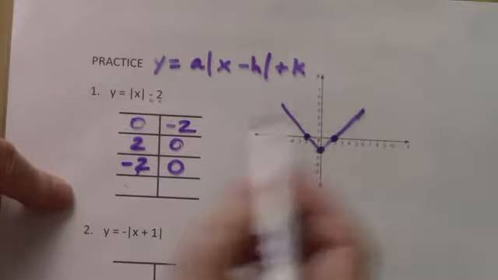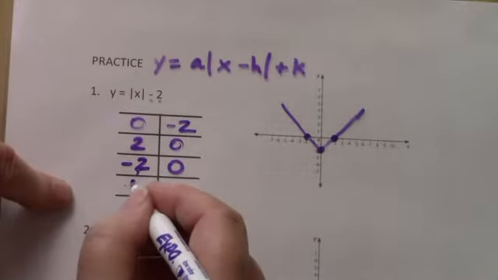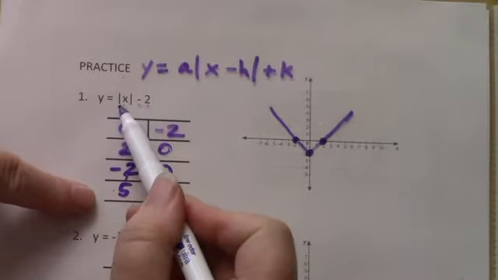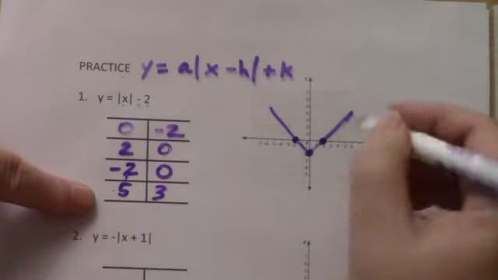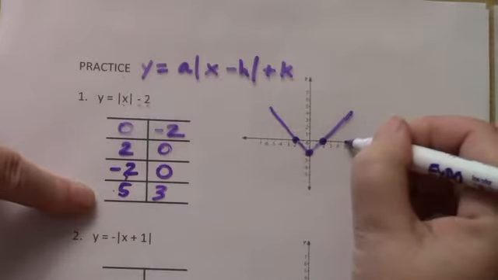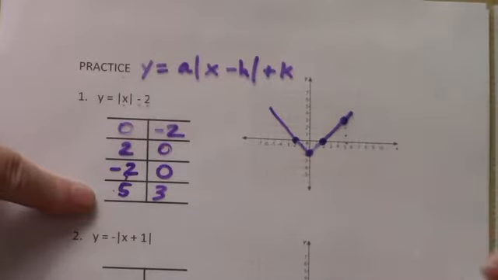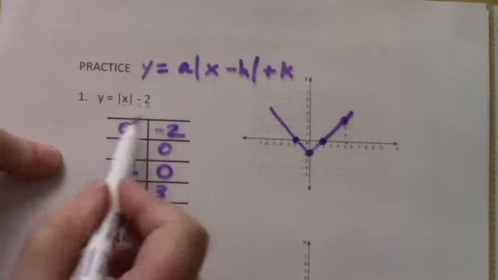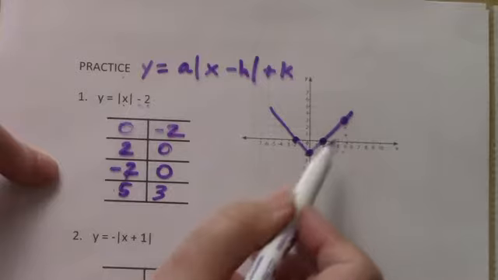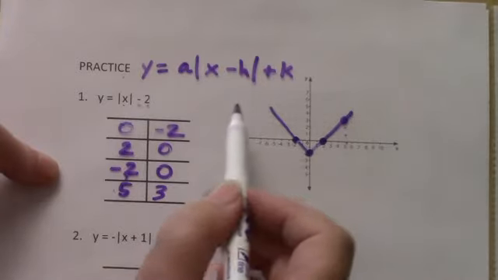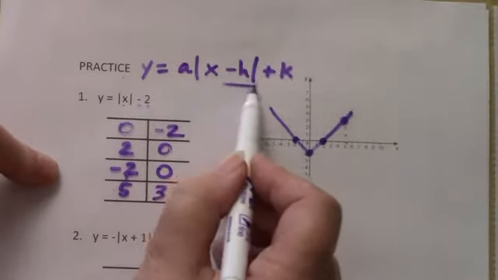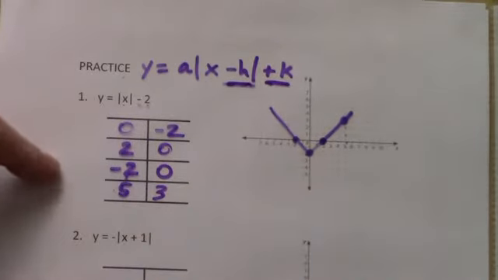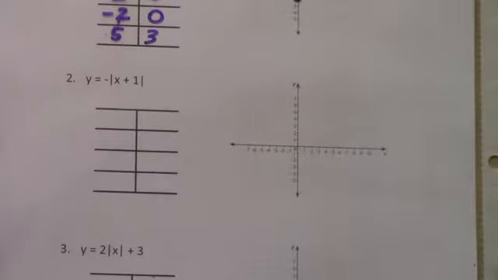All right, let's do 5. Well, the absolute value of 5 is 5. 5 minus 2 is 3. So x is 5, and y is 3. And there it is, falling on that line. So we didn't have to do the table. We just did that to show you that these are falling on the line. What we did was we followed the rules of the opposite of horizontal and then the vertical shift. So let's try that with the second one.